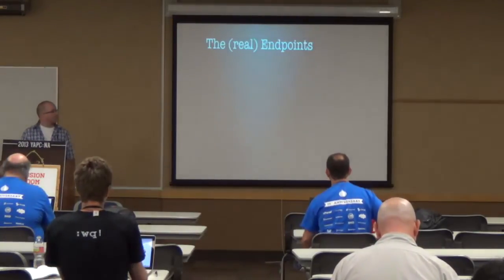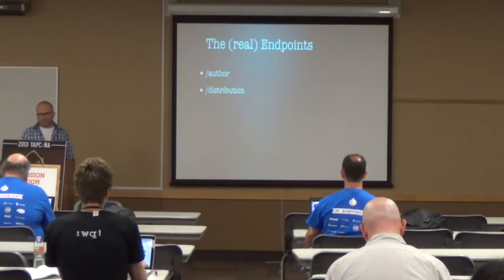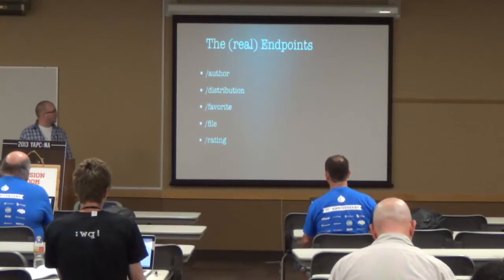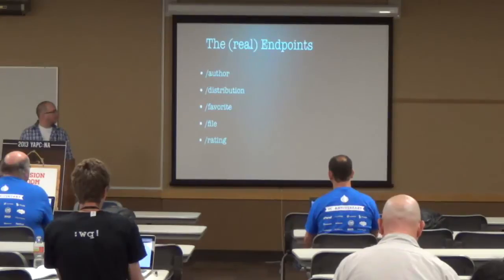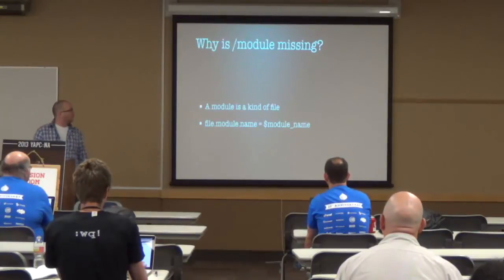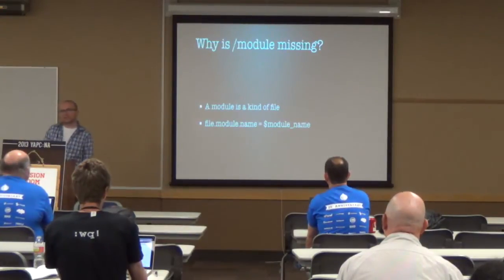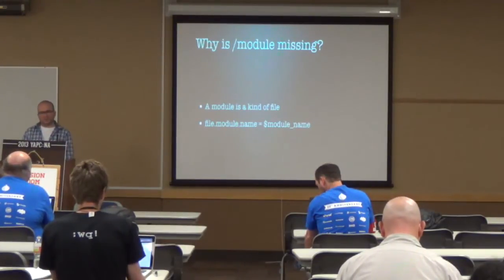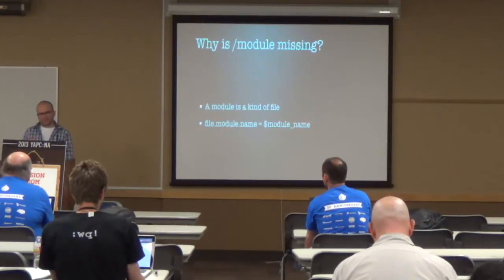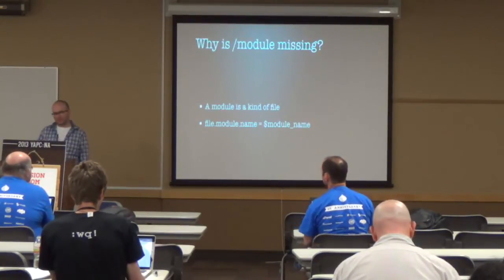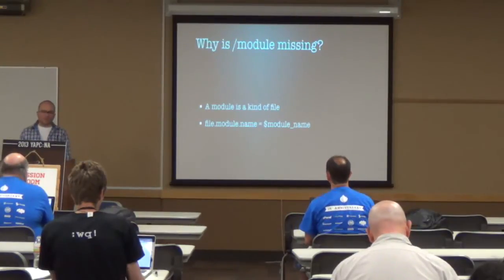So let's get on to the real endpoints then. For example, we've got author, distribution, favorite, file, with the rating and the release. Does anyone have any questions about those endpoints? Okay. So here's a question: why is module missing? Well, module is actually a kind of file, so it doesn't need its own endpoint. But the problem with module is that there's enough logic that goes on behind the scenes to figure out which kind of file is a module that we just abstracted that away for you. This is the kind of request you're going to make all the time, so there's no point in you having to go through a lot of logic to get it. So just realize that a module is a file.